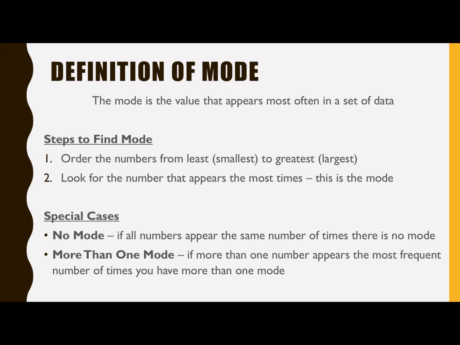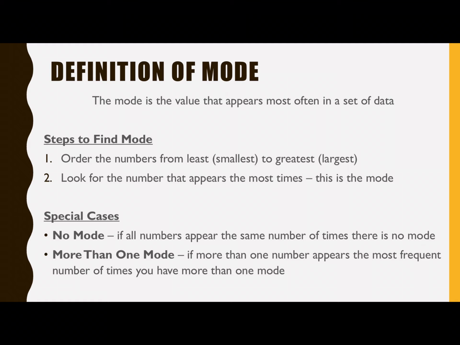The first step is to order the numbers from least to greatest, or smallest to largest. And then step 2, look for the number that appears the most times. This is the mode. Now when looking at mode, there's a couple different situations we can have. We can have one mode, which is going to happen most often. We can have no mode or more than one mode.